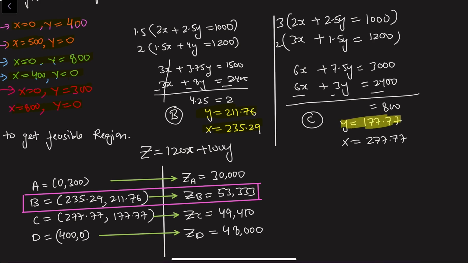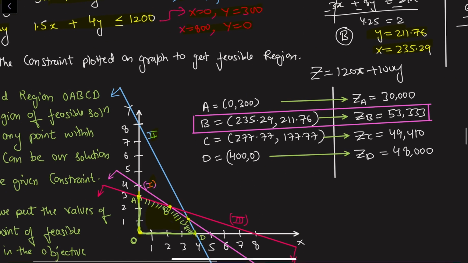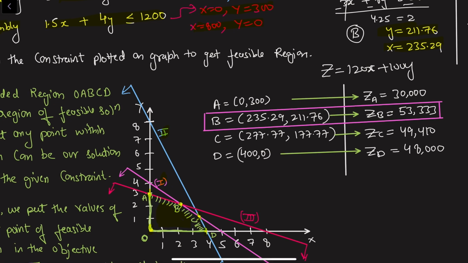So if you solve these two equations, you will get the value of x and y. Now, this is my optimum objective function. I will put the value of x and y of each corner point. First, I have A, which is 0 and 100, and I will get Z_A as 30,000. If I put the B value, I will get 53,000. For C, I will get 49,000, and for D, I will get 48,000.